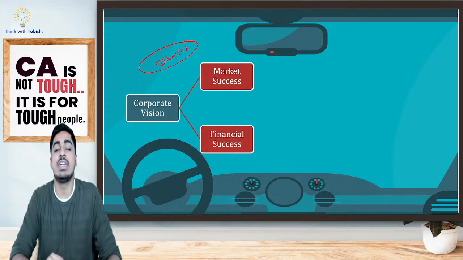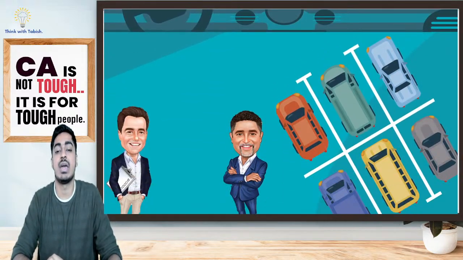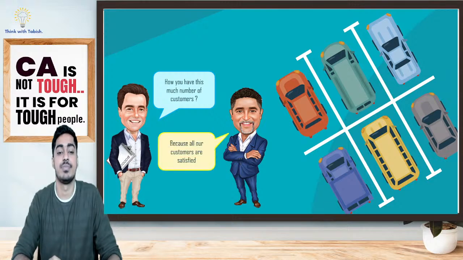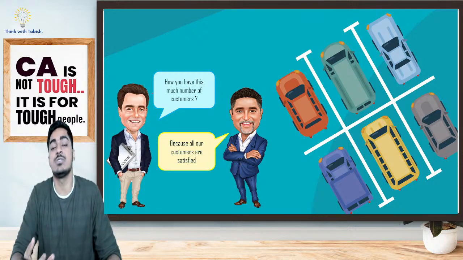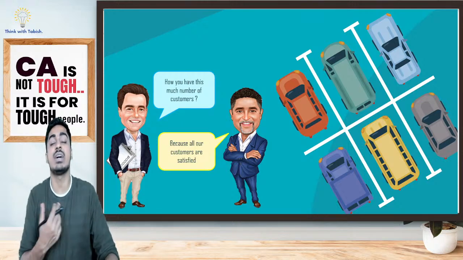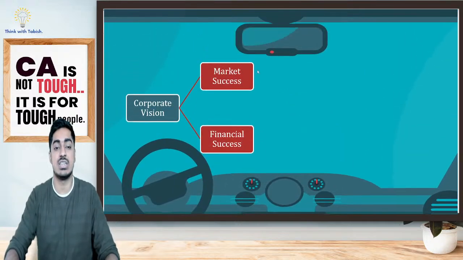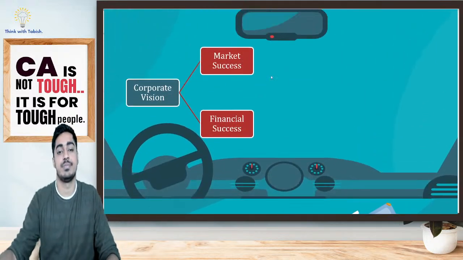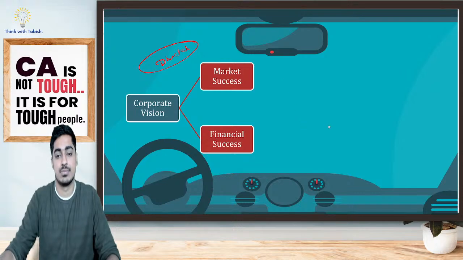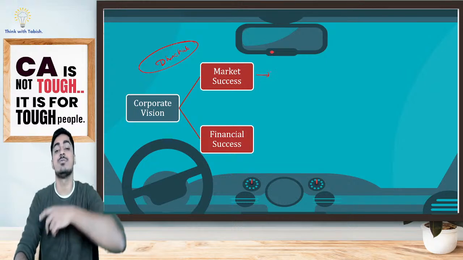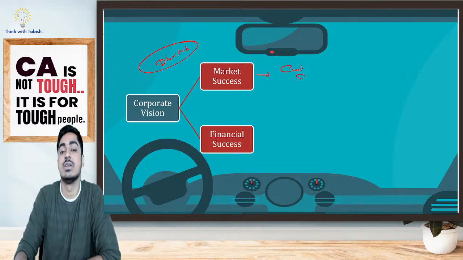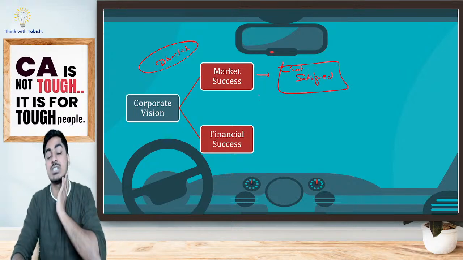Now, when will I tell that in my market, my product is successful? If my customers are satisfied. So for my market success, now look at this. Someone is asking, how are you having so many customers? How is your product so successful in the market? Market success is because of my customer satisfaction, because my customers are satisfied. When will my product be successful in the market? If all my existing customers are satisfied.